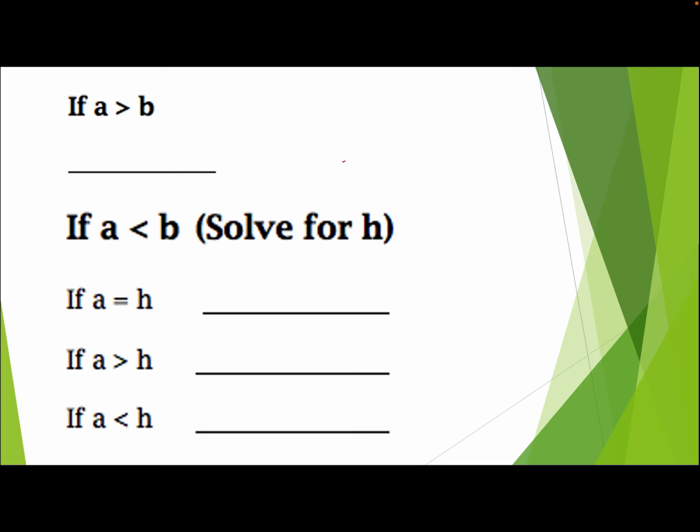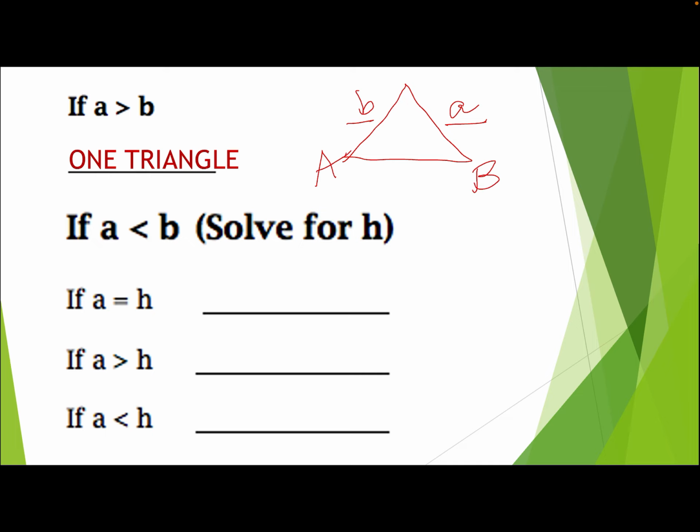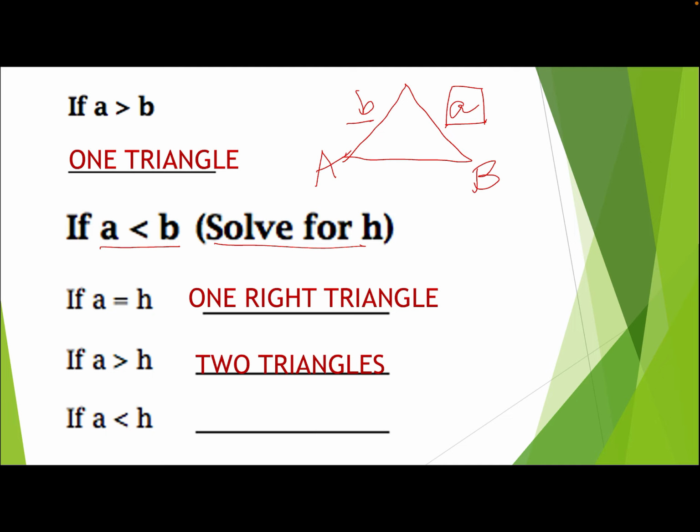If A is greater than B, let me show you what this looks like. So I have A and B. So if this A is bigger than that one, then that means I only have one triangle because this angle here cannot be obtuse. If this one is bigger, then B has to be smaller than A, doesn't it? So it can't be obtuse. If A is less than B, I solve for H. If A equals H, I have one right triangle. If A is greater than H, that's when I have two triangles. And if A is less than H, then I have no solution. So when we're doing this side side angle, these are the three answers that I can get if this happens, okay?